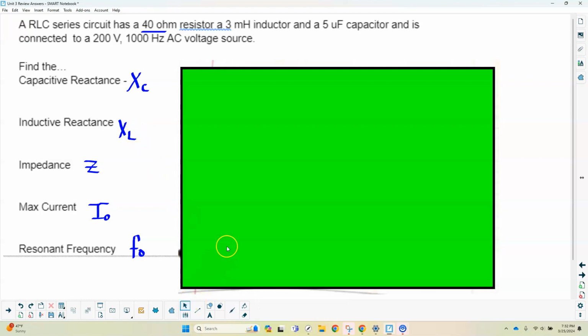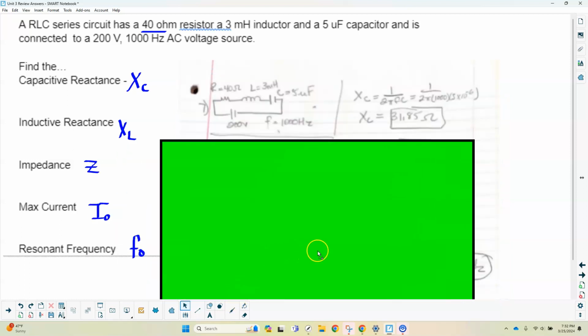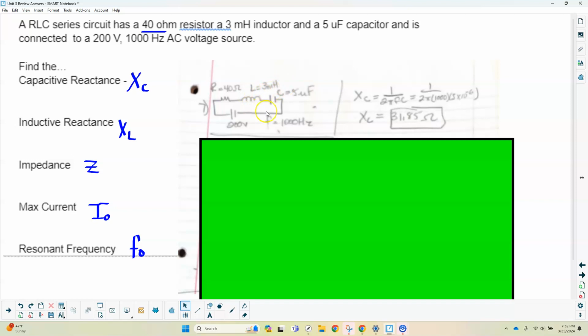So what I'm going to do is just work through that. For the first one, I just drew a picture.